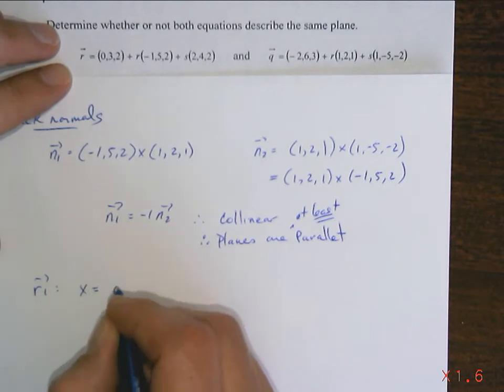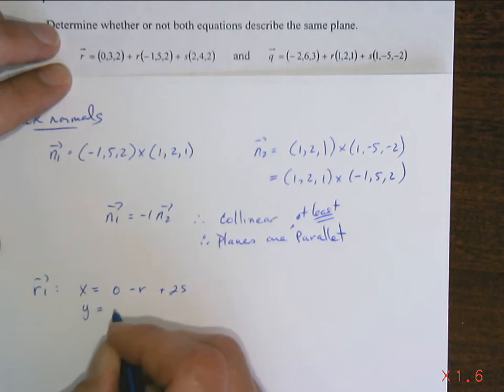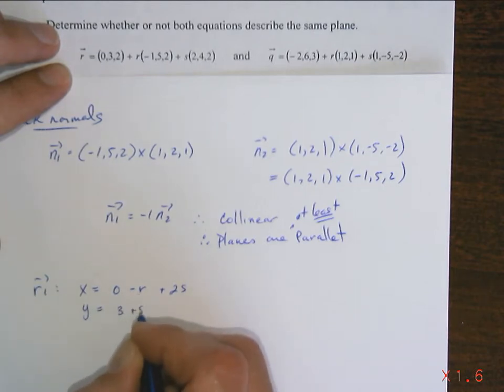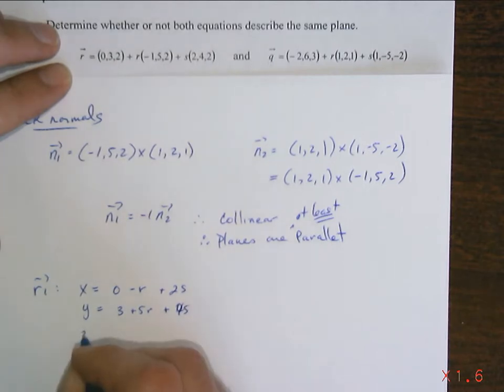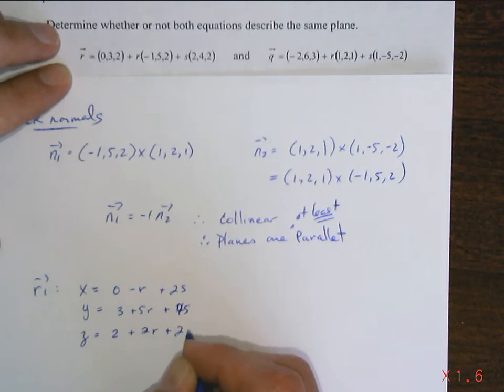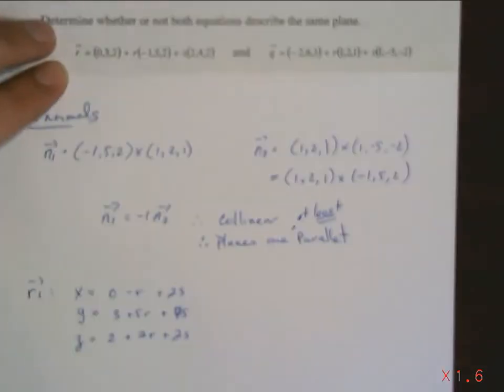x equals 0 - r + 2s. y equals 3 + 5r + 4s. z equals 2 + 2r + 2s. I'm going to look to my audience. Did I make a mistake? Again, these things are kind of blurry to me. Are we focused? Are you guys okay?